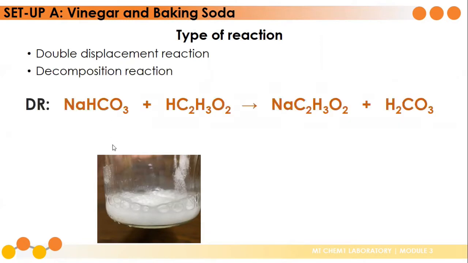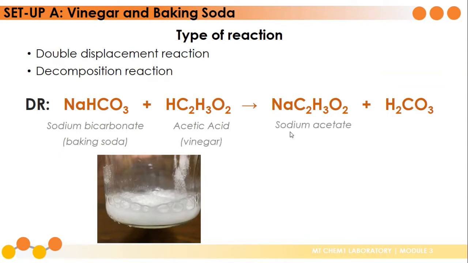For the double displacement or double replacement reaction, we have here the sodium bicarbonate combined with the acetic acid will produce sodium acetate and carbonic acid. We have to remember in the double displacement reaction that there is partner switching.